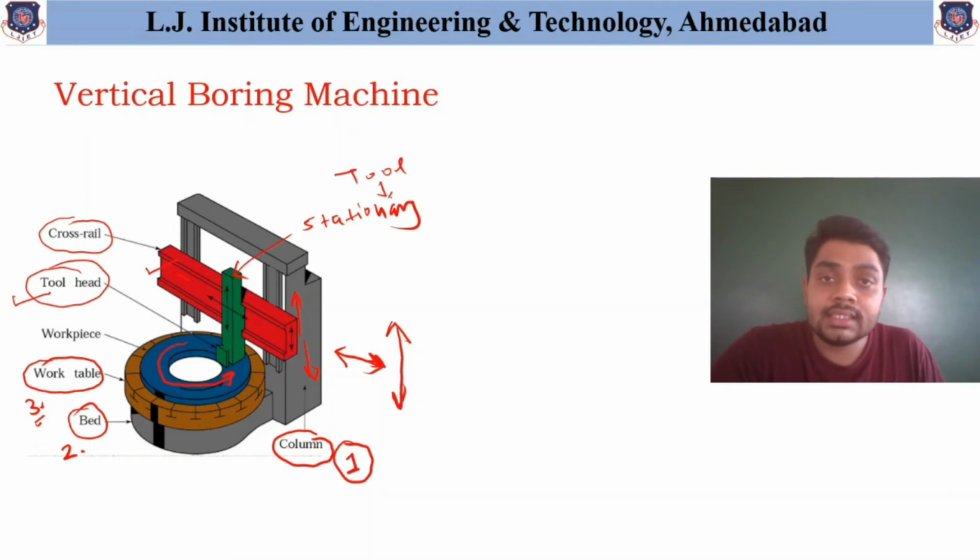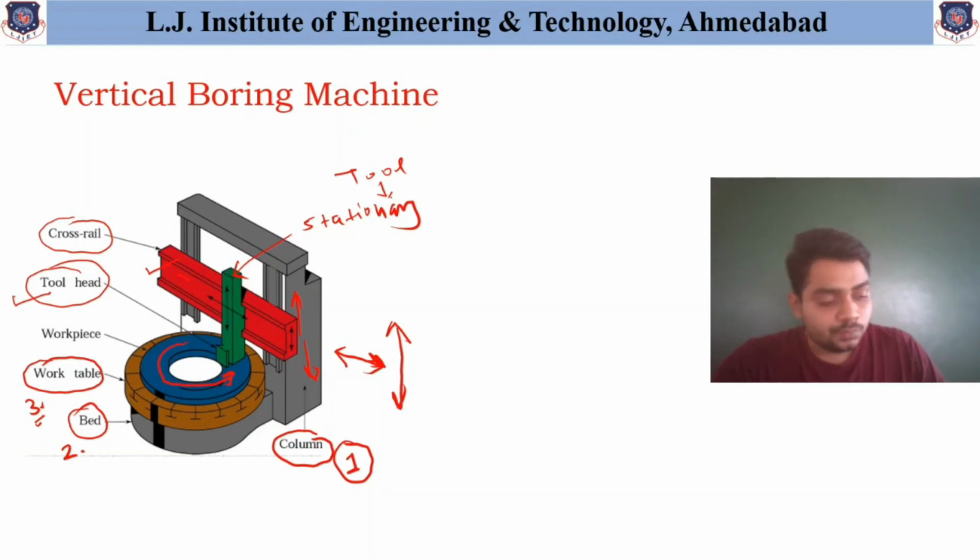So the main thing that you need to remember is that in this particular operation, the work table is rotating, as the workpiece is provided on the work table. So similarly, the workpiece also rotates. And the tool can be adjusted in the XY direction or in the Z direction as per requirement, with the supports provided. So this is the basic understanding of this vertical boring machine, and the operation performed in the case of the vertical boring machine is similar to what we have discussed.